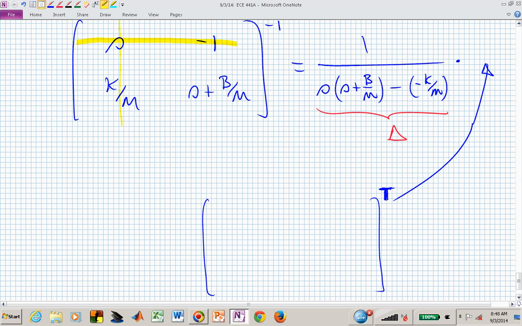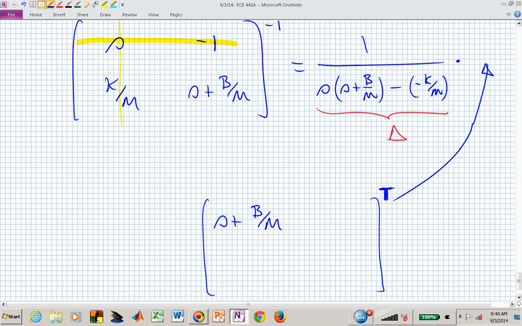And in this case, what's left is a scalar, and a scalar is pretty easy to find the determinant. And that's my cofactor for the 1, 1 entry. That's going to simply be s plus b over m. Is that clear? Now I want to find the cofactor of the 1, 2 entry.